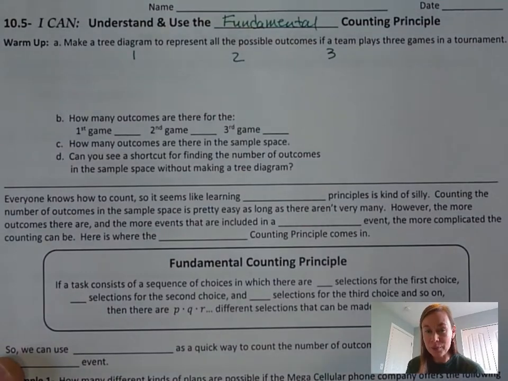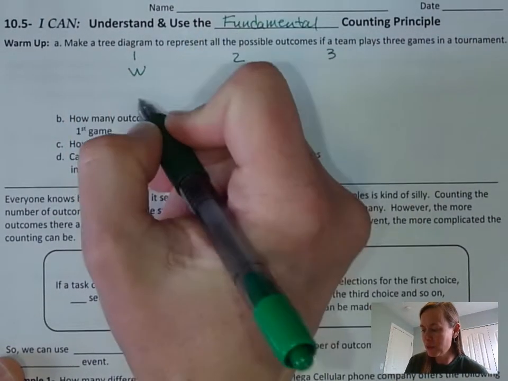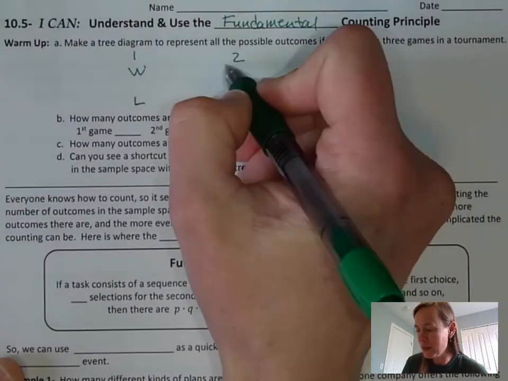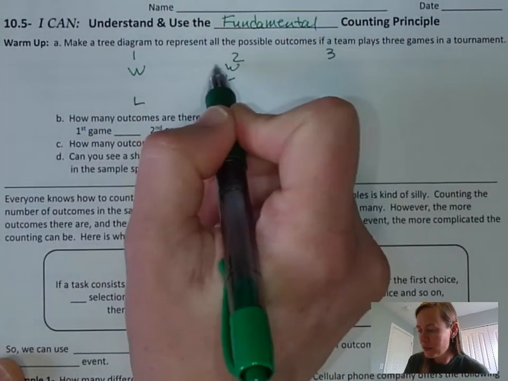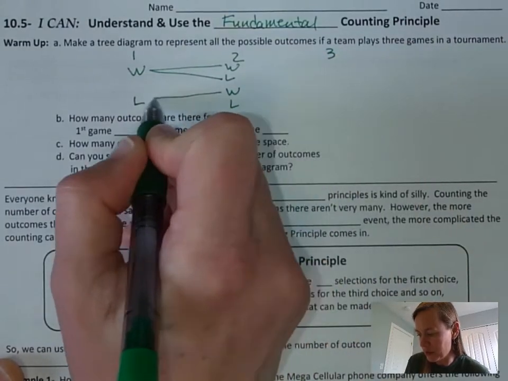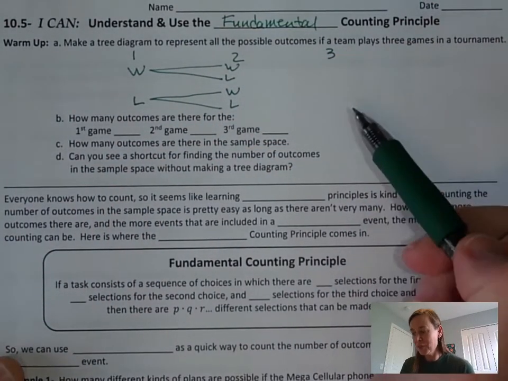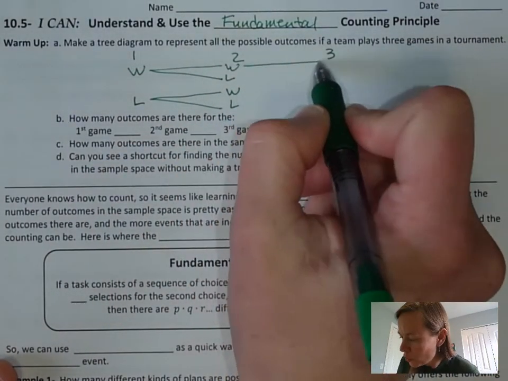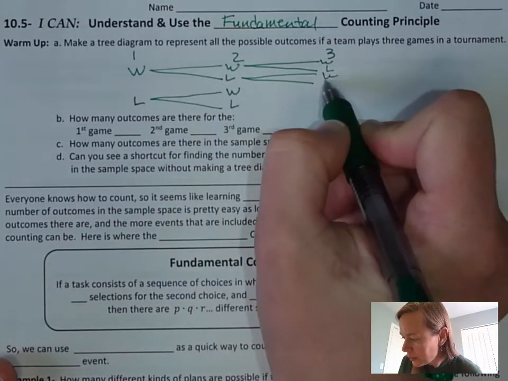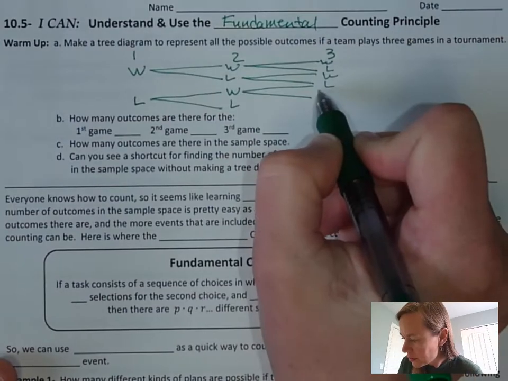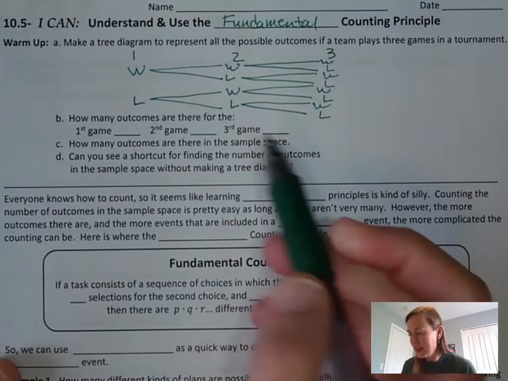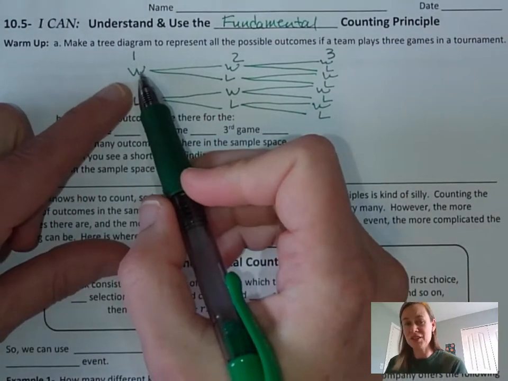So in game 1, they might win or they might lose. Let's do a W or an L. And then in game 2, same thing, win or lose. So we've got a win or a lose for that one, and then we need to draw a win and a lose for that one also. And then when you go to game 3, same idea. There's a win and a lose for each one of those. Win, lose, win, lose. Win, lose. I'm running out of room. Win, lose. And then we could write all the possible outcomes. Let's just do that super fast.